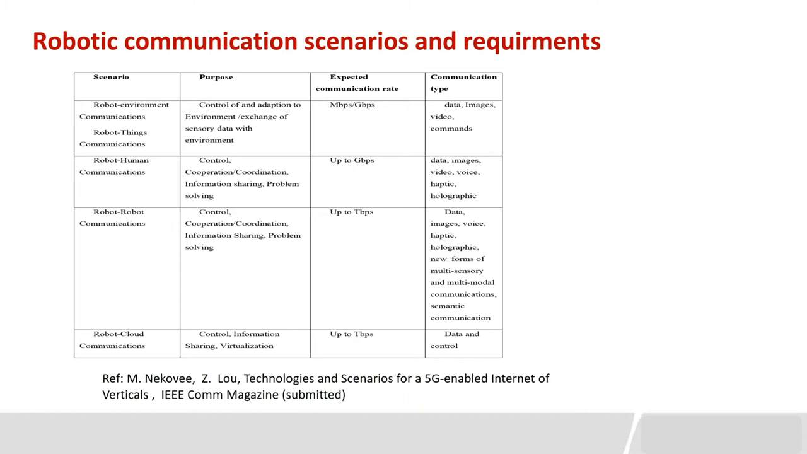Also, in robotics, there is a very strong push in terms of virtualizing robots, meaning that the central processing unit of the robots is going to be, because of the availability of fast networks, run in the cloud. So you will have robots that are connected through 5G or 6G to the cloud, and that will reduce the cost and enable virtualization of robots.